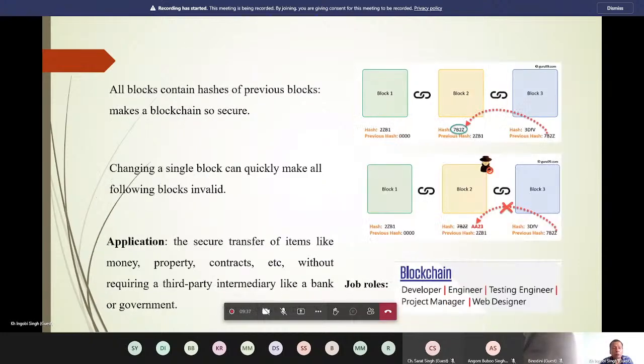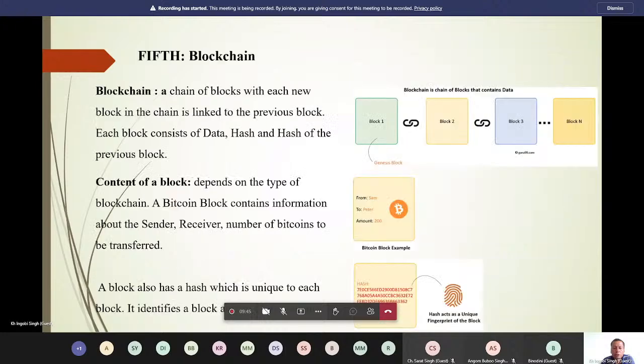Now, let us see the blockchain architecture. A blockchain is a chain of blocks, with each block in the chain linked to the previous block. Each block consists of data, a hash, and the hash of the previous block. The data contents inside the block depend on the type of blockchain. For example, a Bitcoin block contains information about the sender, then the receiver, and the number of Bitcoins to be transferred.